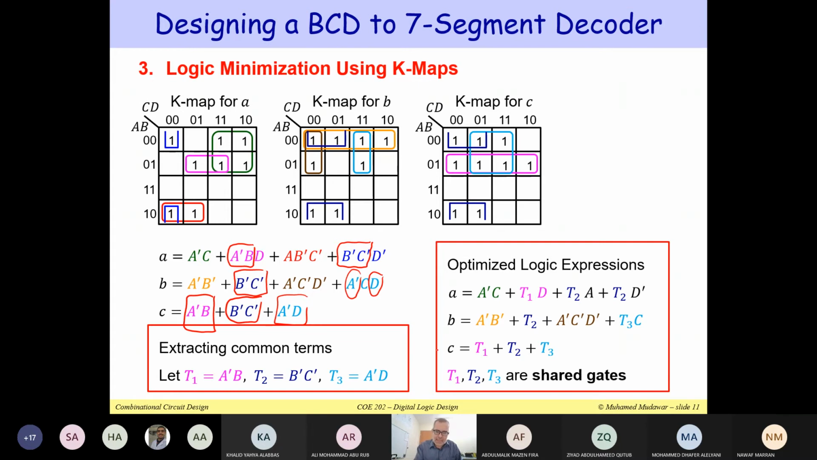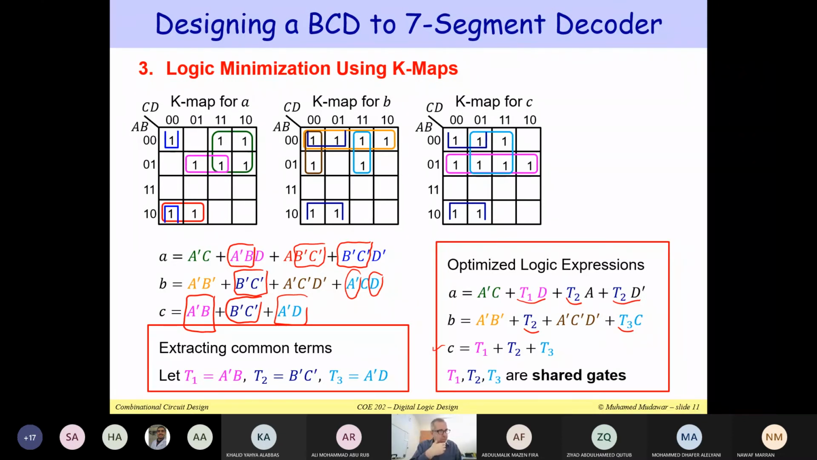So I can write C as T1 or T2 or T3. Notice that T2 appears here. Notice that T3 appears here. Here I have T1 and D. Here I have T2 and A. Notice that B prime, C prime also appears here. And here I have also T2 and D prime. So you can see there is some kind of sharing of terms among these 3 outputs.